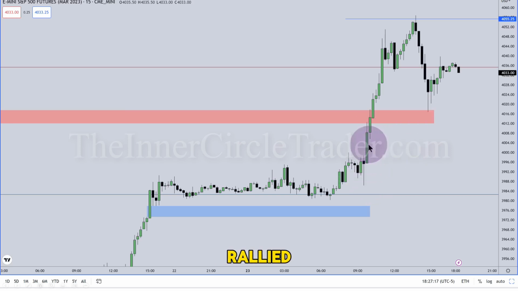And the market rallied, just kept pressing up into that after having a little bit of a sloppy open at 9:30. Ultimately delivering up to the 4055.25 level, which is the old rejection block on the daily chart.